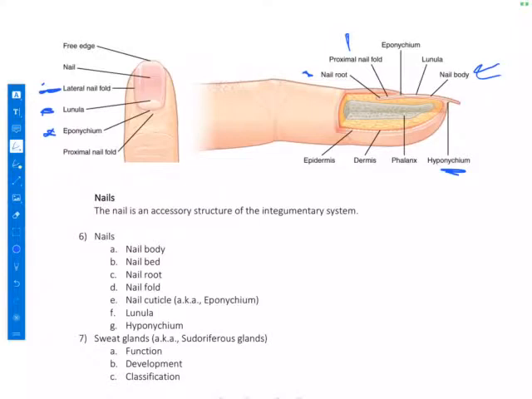And then, of course, you can see the phalanx. The phalanx is bone. Those are the long bones that make up the fingers and the toes.